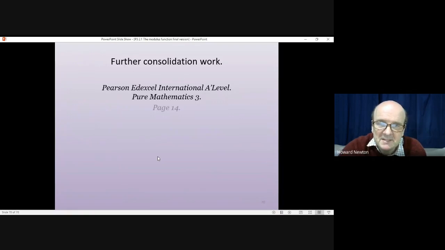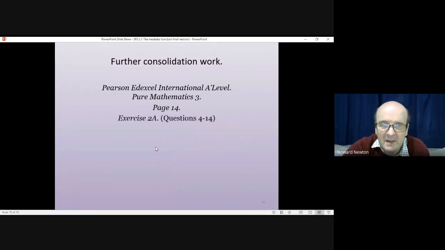Okay, that does get us to the end of this section. If you have the textbook, you can now go to exercise 2A and the last questions, so the last 11 questions from 4 through to 40.